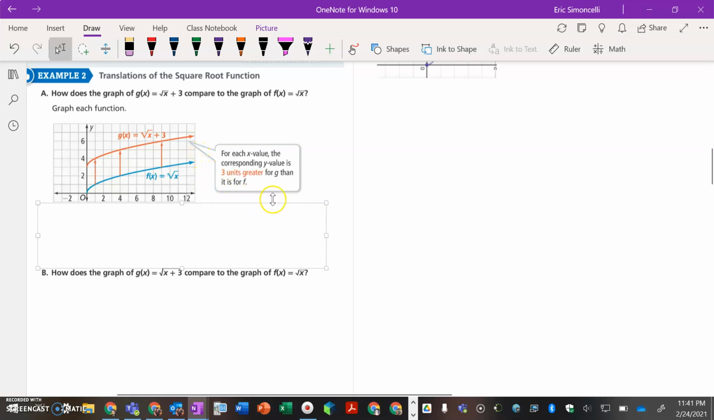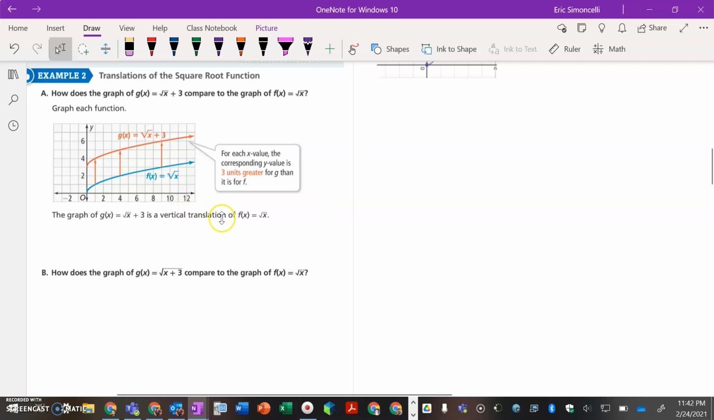Now, if you did not use a calculator here, the first graph, of course, we already deciphered on the prior example, noting that 0, 0 is a good point, as is 1, 1, as is, let's say, 4, 2. You can plot those three, and there's your square root function. As it turns out, the difference between the red and the blue function graphs, as you can see, is simply a shift of 3 units up from blue to then red. So instead of 0, 0, you're up at 0, 3, and so on and so forth. For each value of x, the corresponding y value is 3 units greater for g than it is for f.